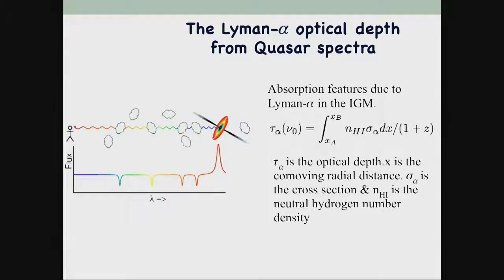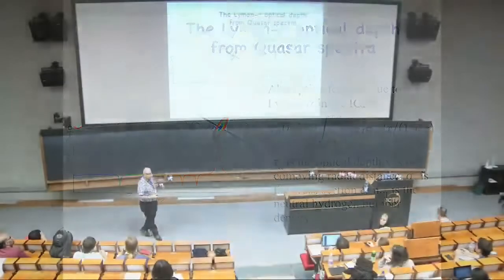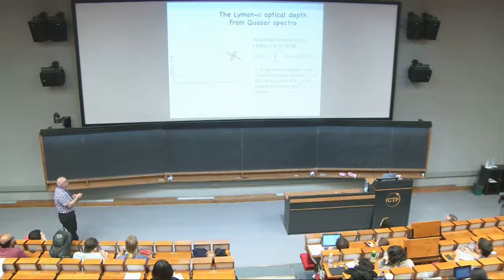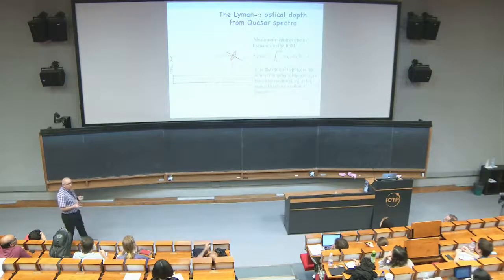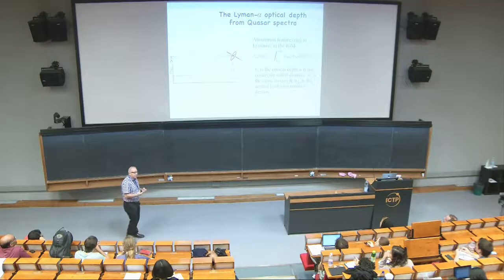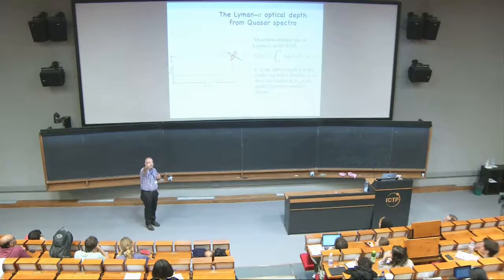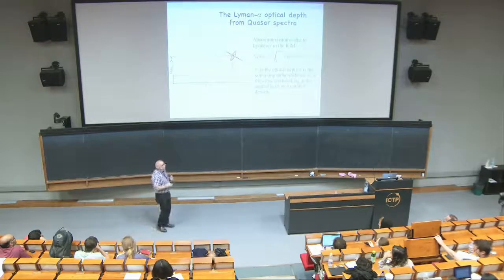The way we look at it, you'll see in data in a minute. If you have a very high resolution spectrum, this is one of those fields that, in the last 20 years, became possible with the advent of 8 and 10 meter telescopes. It's a very exciting field. You look at a quasar spectrum and it has all kinds of features. Some have to do with the emission from the quasar itself, but others have to do with how the energy emitted by the quasar is absorbed in the intervening intergalactic medium.